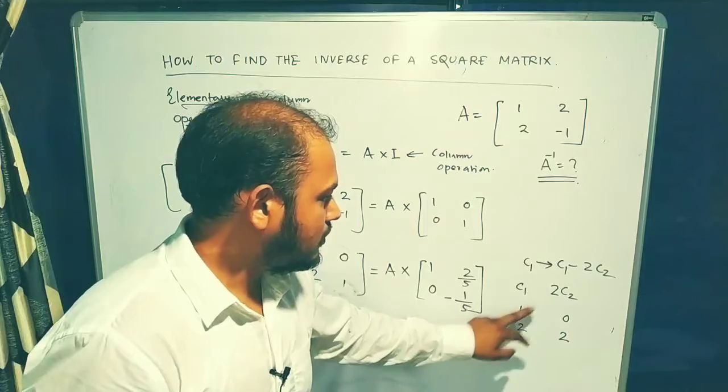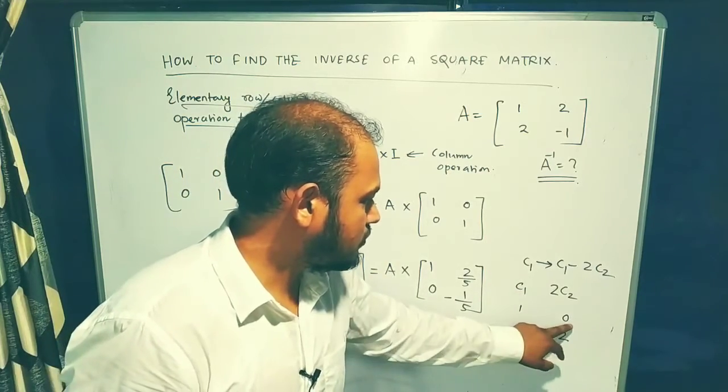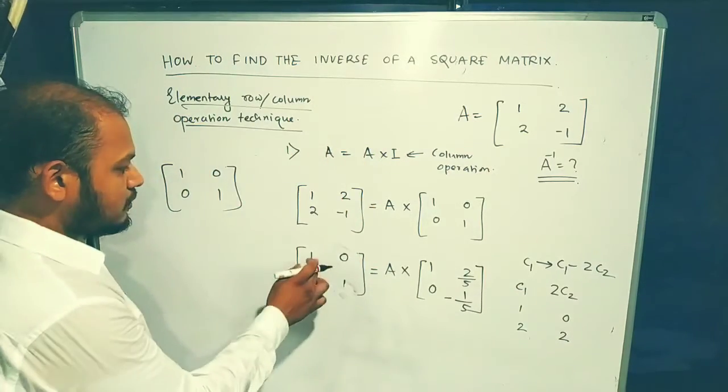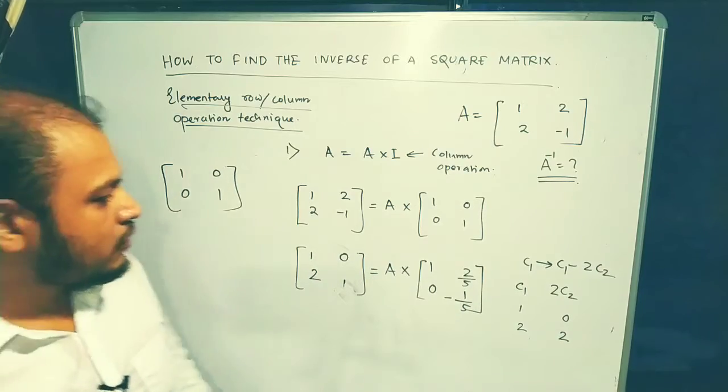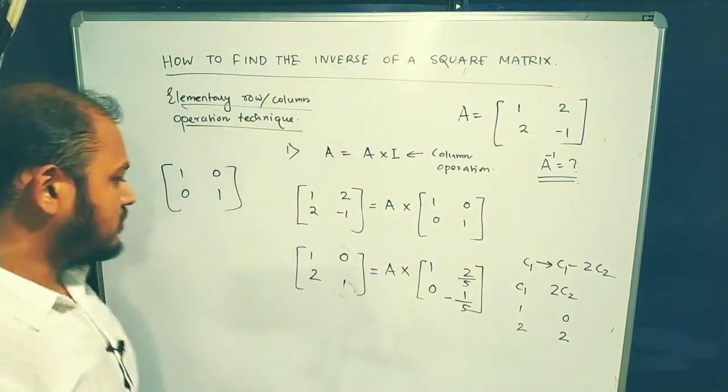So C1 minus 2 C2, 1 minus 0 is 1, it is 1, fine. What about 2 minus 2? 2 minus 2 is 0.